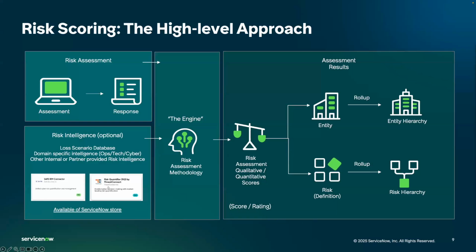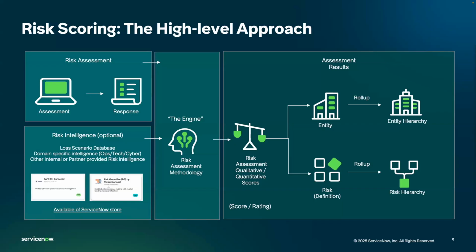The engine in the center. All inputs feed into what I call the engine, the risk assessment methodology. This is where the magic happens. The RAM takes factor responses, applies your configurations in scoring logic, and produces output. It's the brain of your risk scoring, and you may have many RAMs that could power different risk assessments, all with an objective to convert the assessment responses into scores that keep you better informed about the risk at hand.